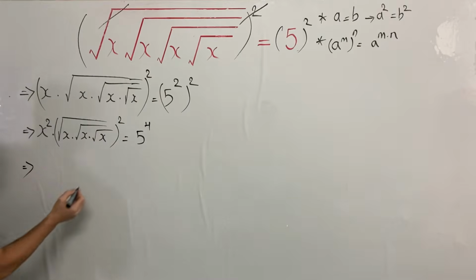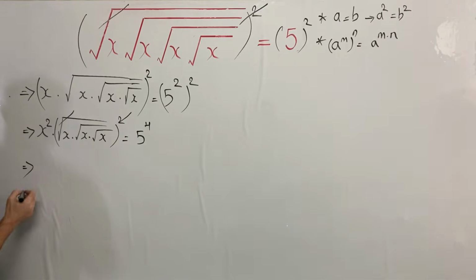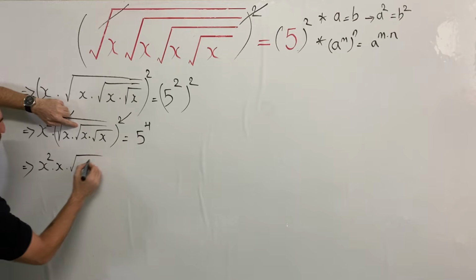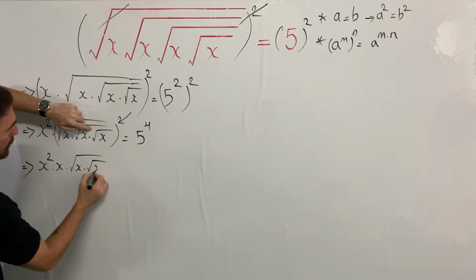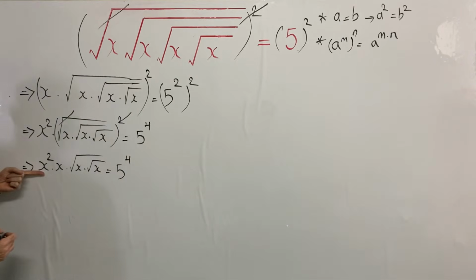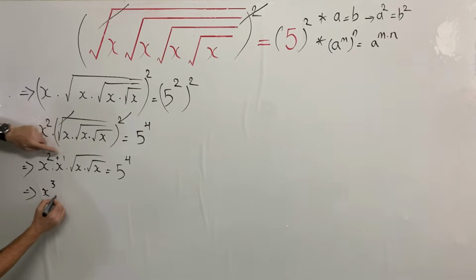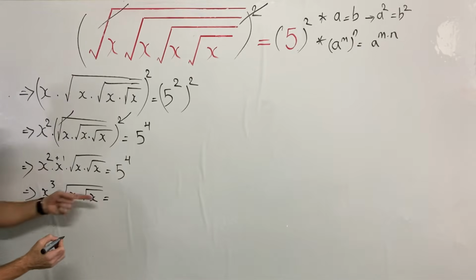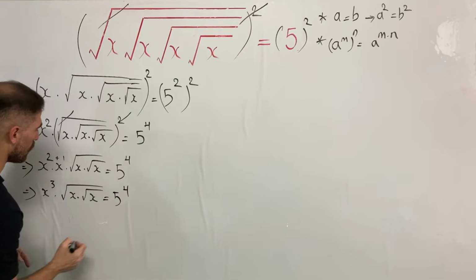Next, these two as exponent, these two as root can be cancelled off, so it is going to be x to the power of 2 times this x times this second root of x times this second root of x equals 5 to the power of 4. Next, what is x to the power of 2 times x to the power of, this is 1. So this 2 plus 1 is 3. It is going to be x to the power of 3 times second root of x times second root of x equals 5 to the power of 4.